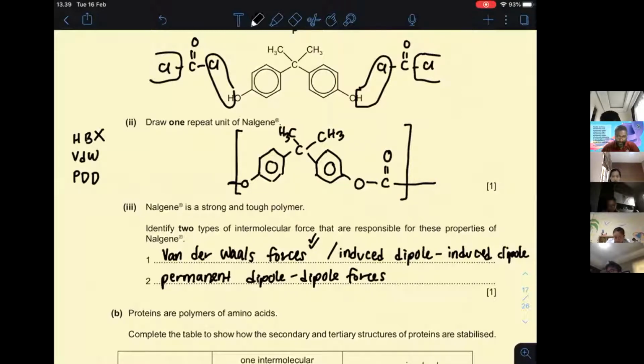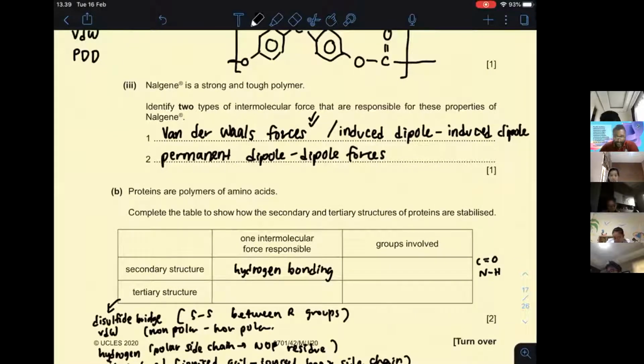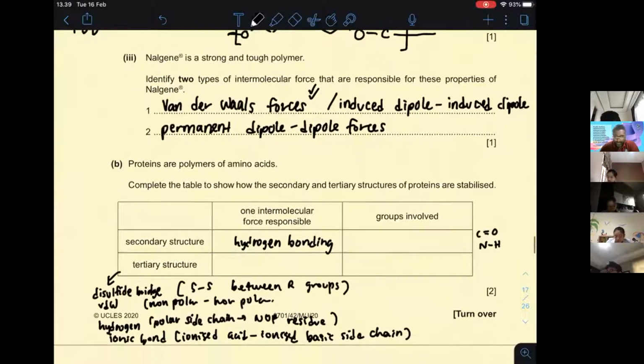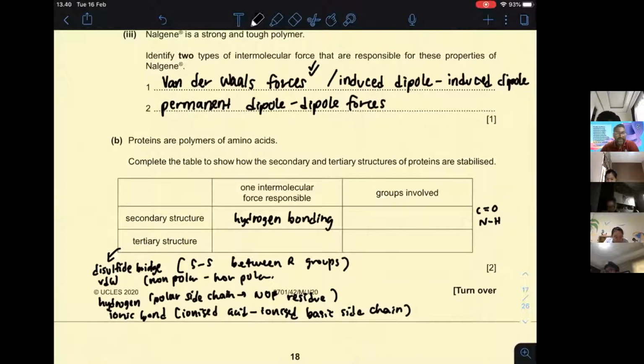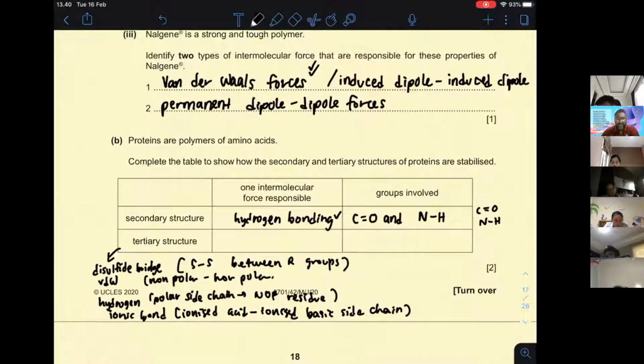Now, proteins are polymers of amino acids. Complete the table to show how the secondary and tertiary structures of proteins are stabilized. So for the secondary structure, you need to know it is stabilized by hydrogen bonding. The groups that are involved are the carbon double bond O and the nitrogen and hydrogen. These are the groups that are going to be involved. It means it's the forces between the C double bond O and the NH. So it's actually between these two. So this will stabilize the protein structure.